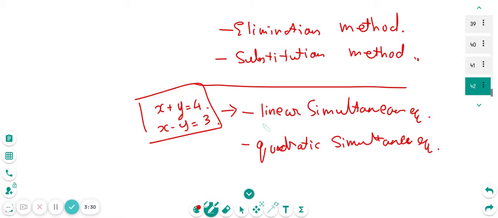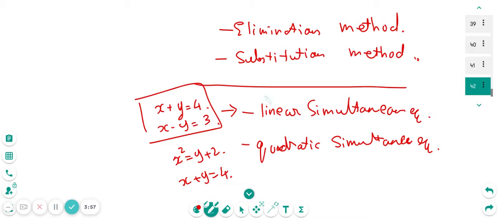Then we can also have a quadratic simultaneous equation like x square is y plus 2, x plus y equals 4, something like that. I'm just giving out the equations at random. This is an example of a quadratic simultaneous equation because in one of the equations, the highest power is 2. So we have linear simultaneous equations, and we have quadratic simultaneous equations as well.